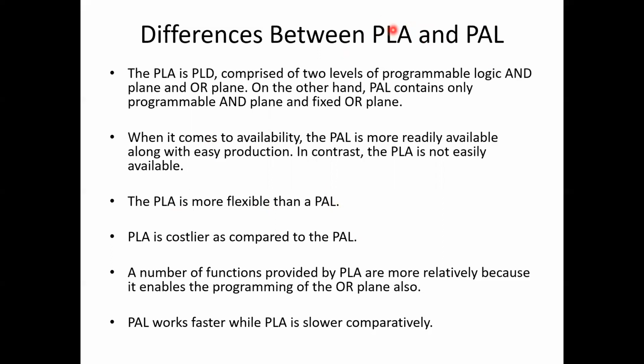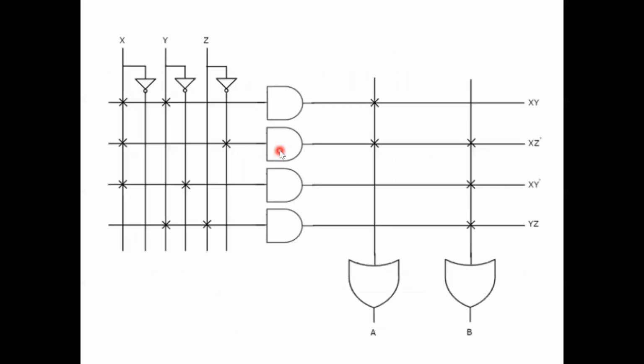But PLA is a little slower compared to PAL, and when it comes to availability, PAL is more readily available in contrast to PLA, which is not easily available, whereas PAL is very easily available.